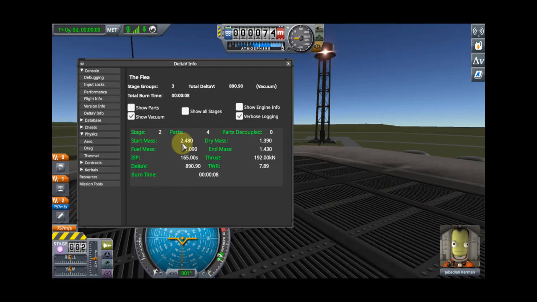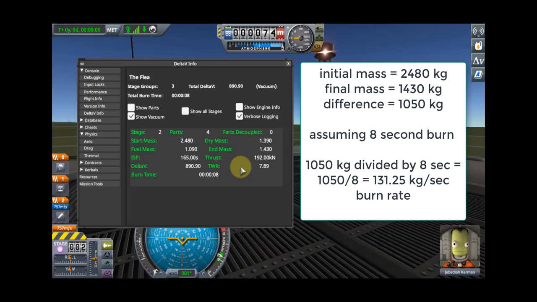I have a starting mass of 2,480, measured in kilograms. This was the mass without any fuel. This is the total amount of kilograms of fuel that we have on board, but we'll end with about 1430. So we have an initial mass of 2480 kilograms, a final mass of 1430 kilograms, for a difference of 1050 kilograms.